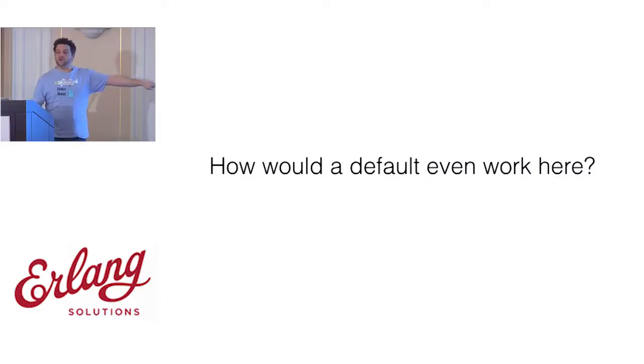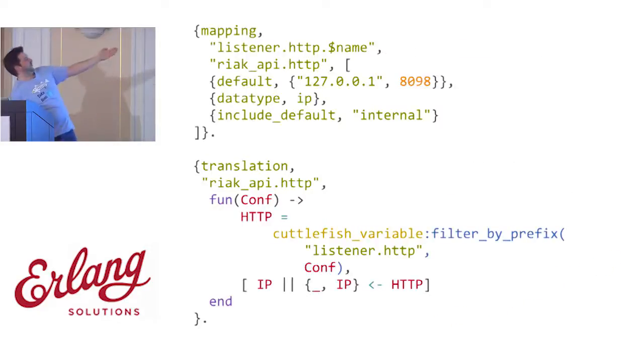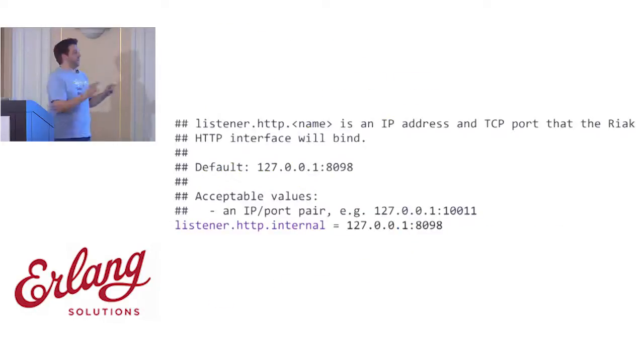So how would a default even work here? Well, we don't want listener.http.$name to be in our packaged config file. So what we did was we created this thing called include default with a substitution. And what we're going to do is be able to say, as part of the mapping, oh, this thing has a default and it has a $ variable substitution. We'll just put this in there instead. And so what we do is we throw up include default internal up there. The translation doesn't change at all. Everything still happens in the React conf the same way. And what we end up with is this in the package time conf, this http.internal. But we have this documentation that says you can put anything in there.